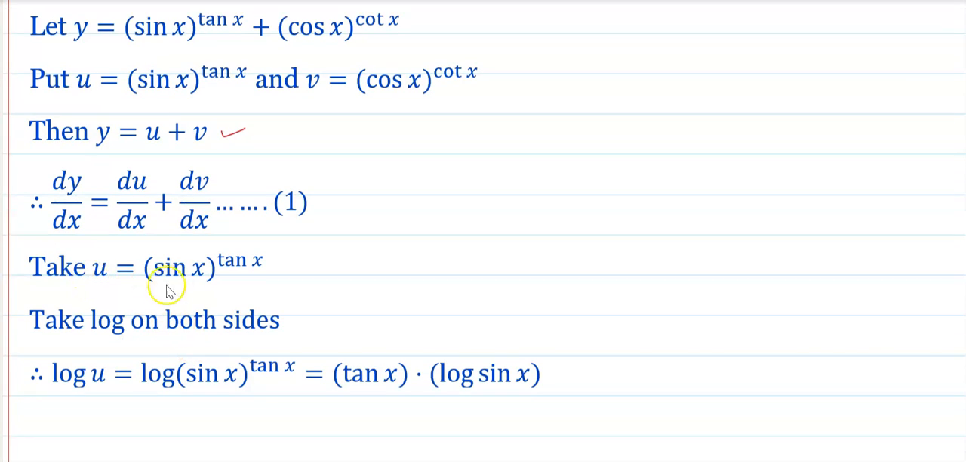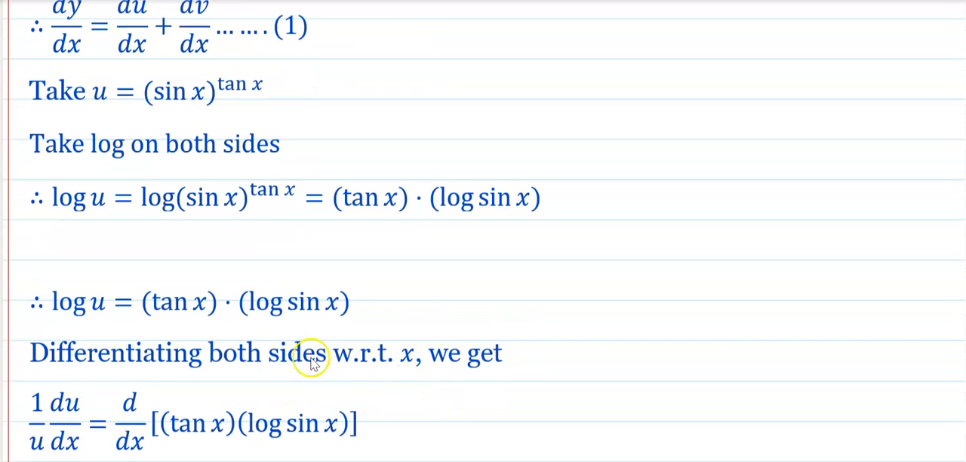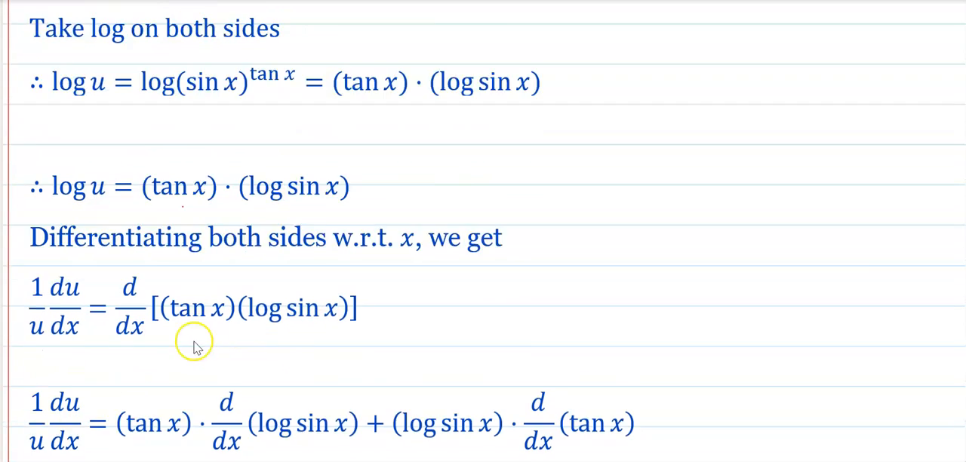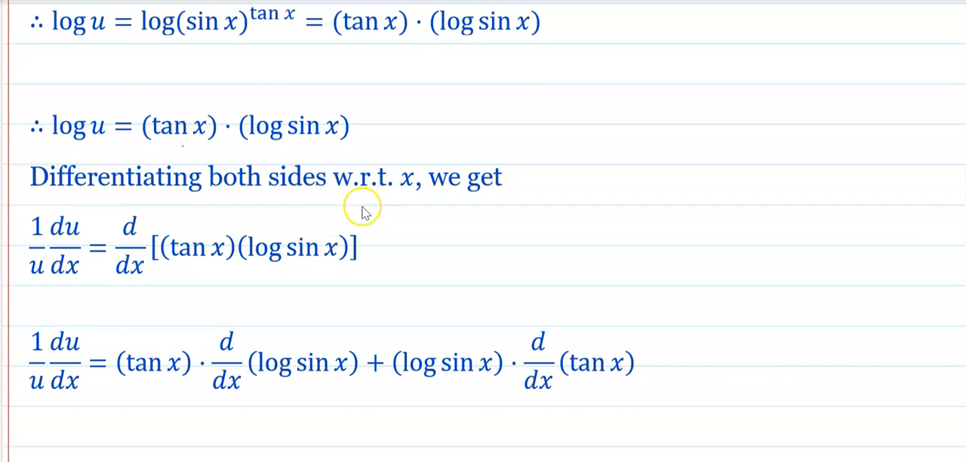But what is u here? sin of x bracket is to tan x. Take log on both sides. Log of u is equal to log of sin of x bracket is to tan x. That is nothing but tan x into log of sin x. Okay, therefore log of u is equal to tan x into log of sin x. Differentiating both sides with respect to x.